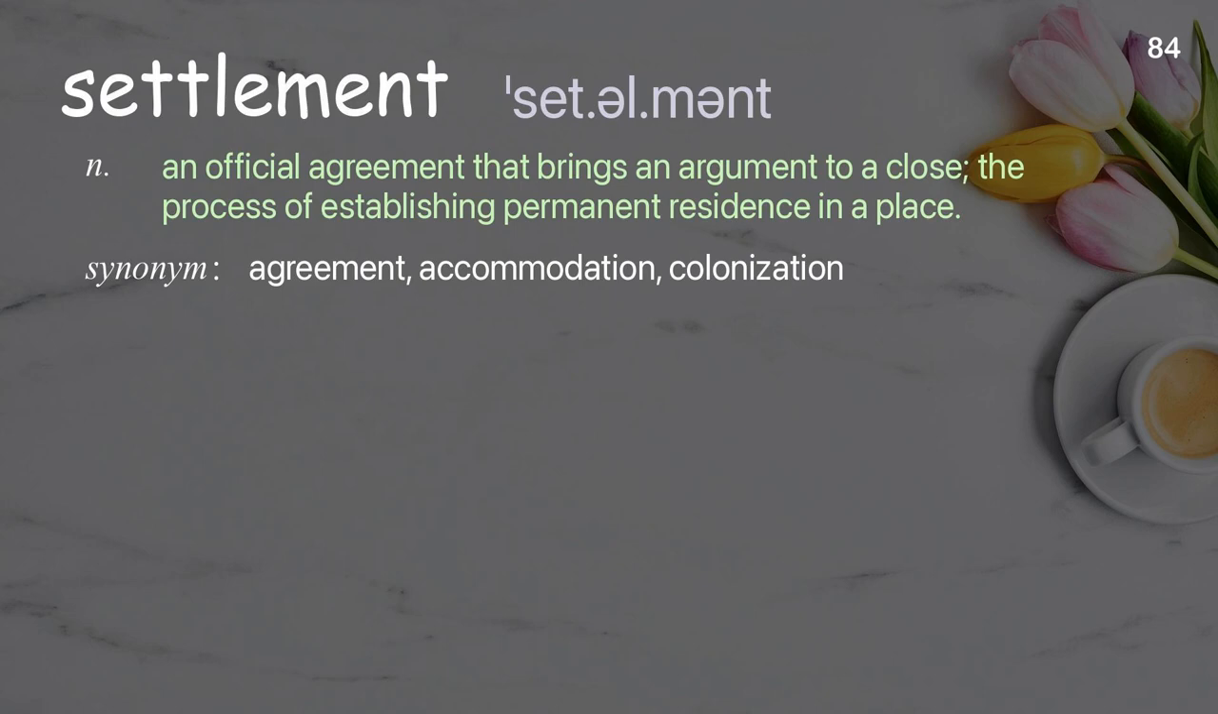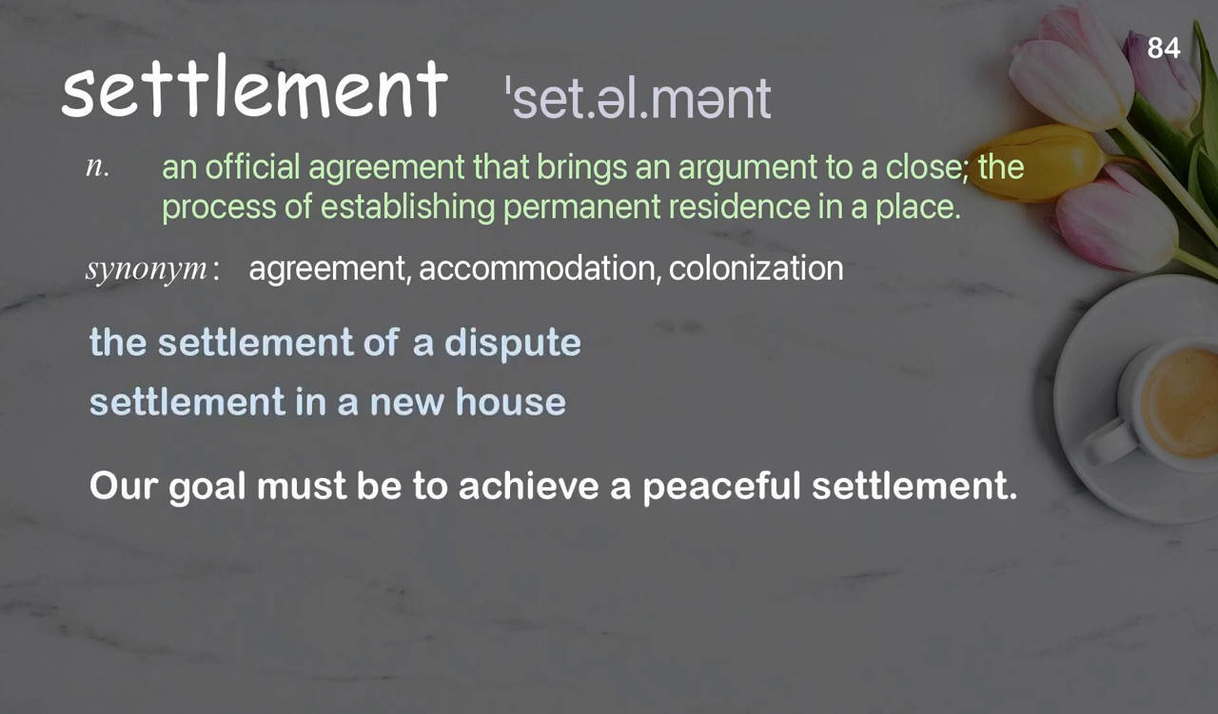Settlement. An official agreement that brings an argument to a close; the process of establishing permanent residence in a place. Examples: The settlement of a dispute. Settlement in a new house. Our goal must be to achieve a peaceful settlement.